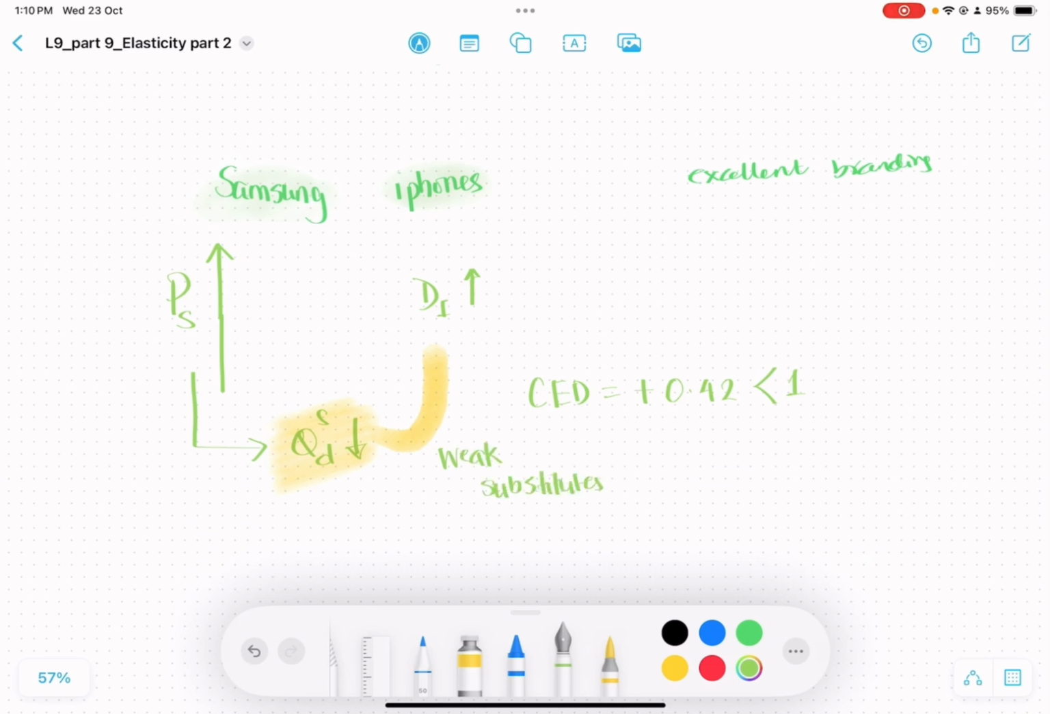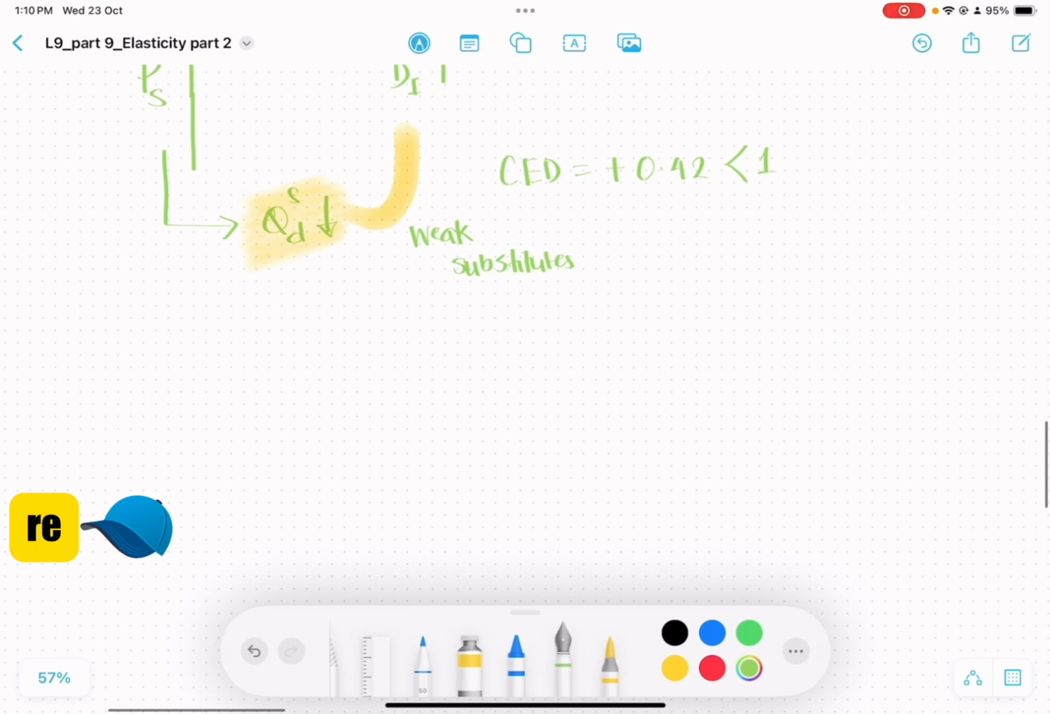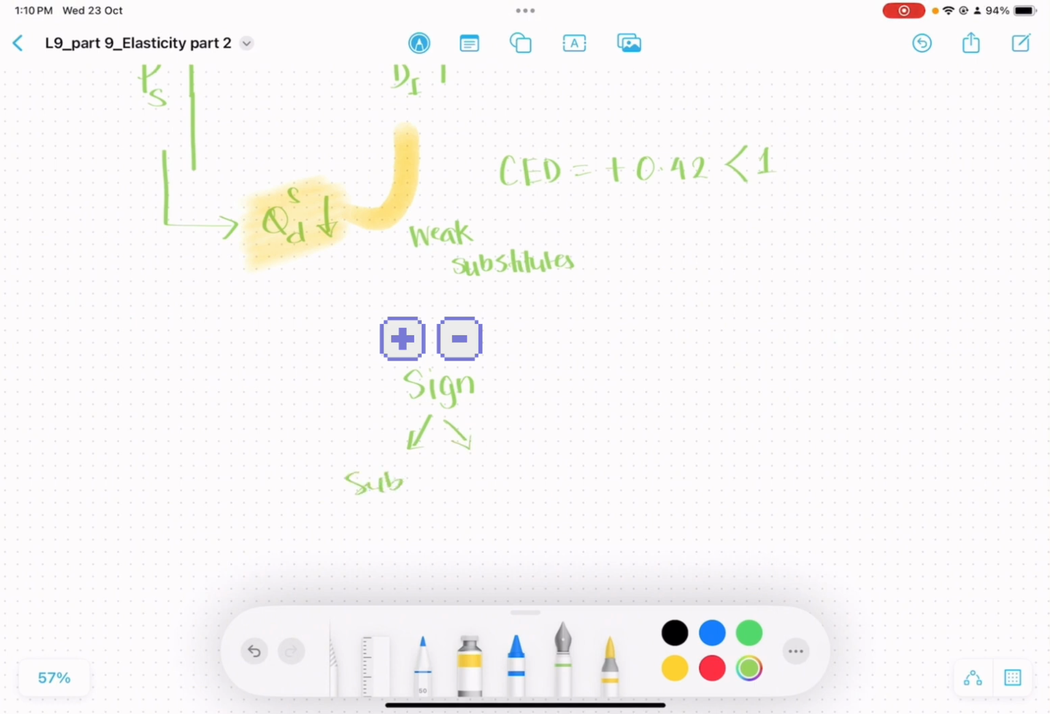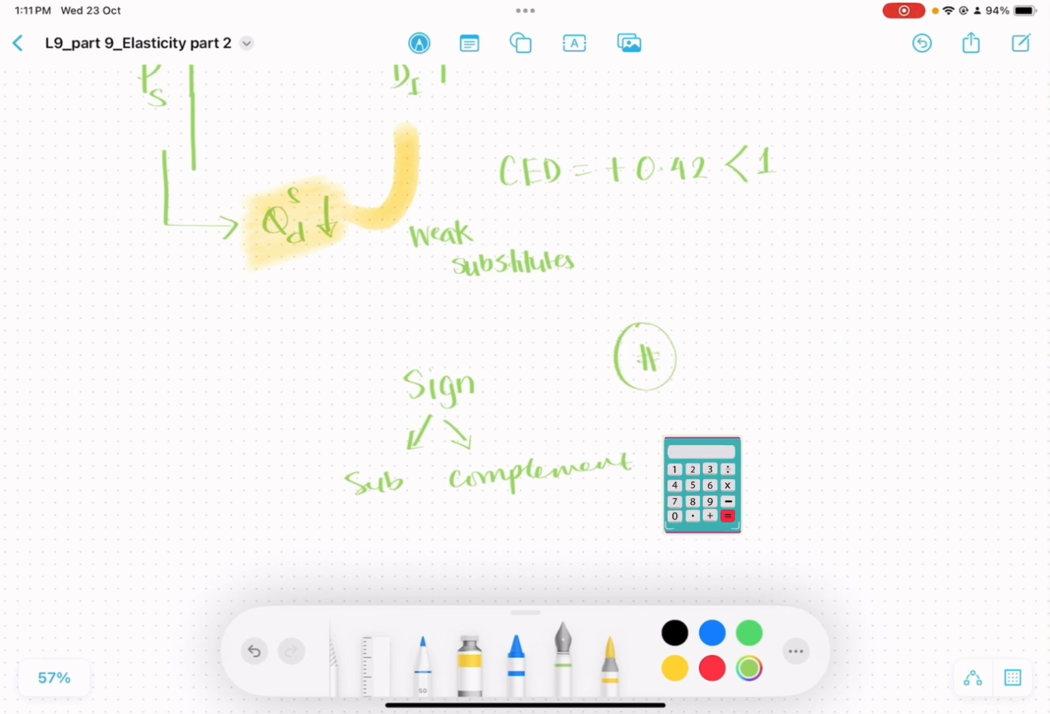So thus we're dealing with weak substitutes. And with that, we end our discussion on how we should go about interpreting the cross elasticity of demand. So just a quick recap. Always remember that the sign is going to tell you whether you're dealing with a substitute or a complement. And for the number itself, you're going to check if it is more than 1 or less than 1. More than 1 means you're dealing with elastic CED, and less than 1 means you are dealing with inelastic CED. Okay, so with that, we are done with the cross elasticity of demand.